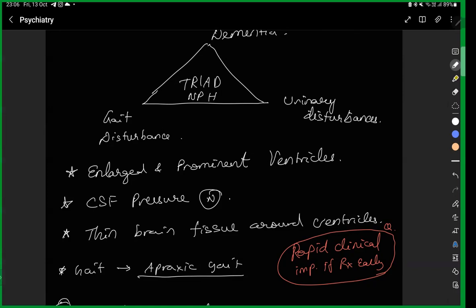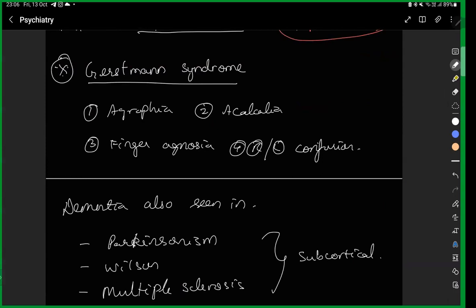Next, you are going to have this very important syndrome, Gerstmann syndrome. What is Gerstmann syndrome? There is agraphia along with acalculia, that is, you will not be able to calculate, math problems, and finger agnosia, left-right confusion. That is called Gerstmann syndrome.